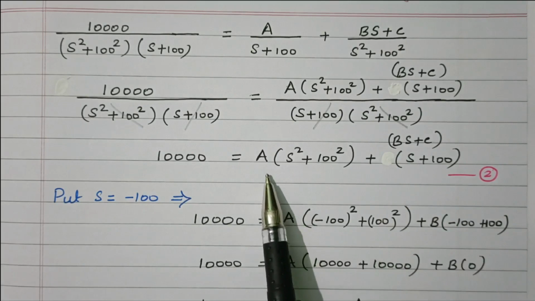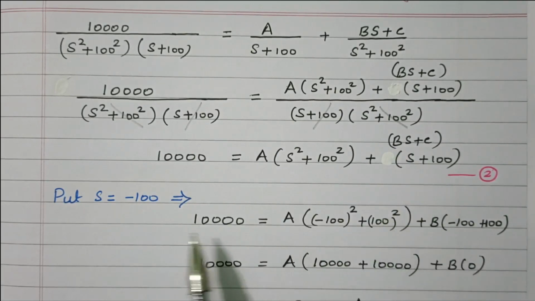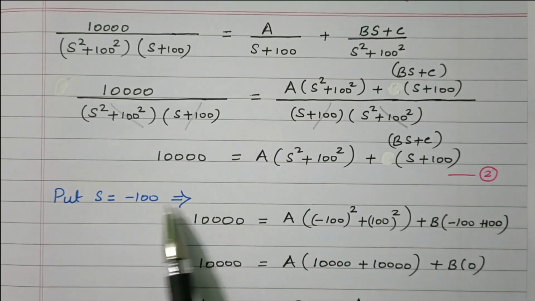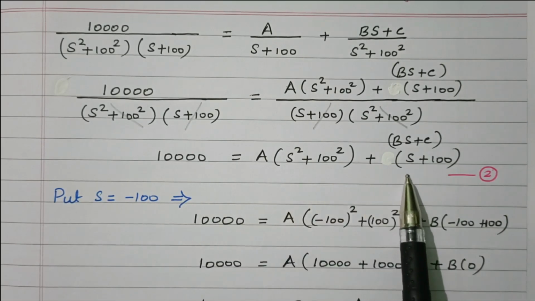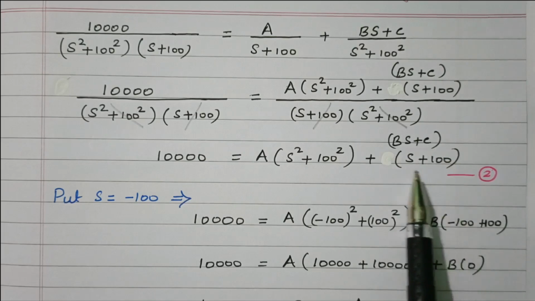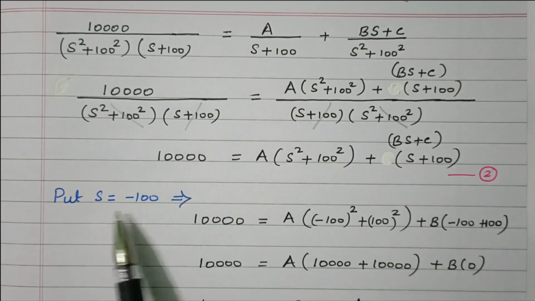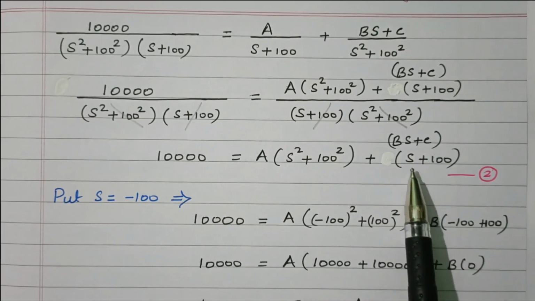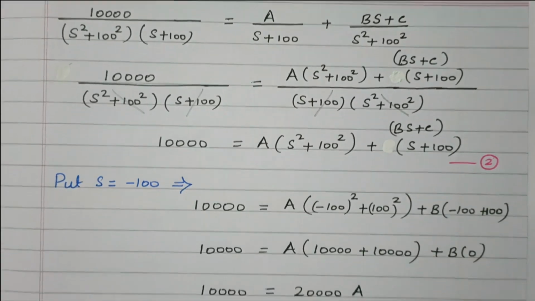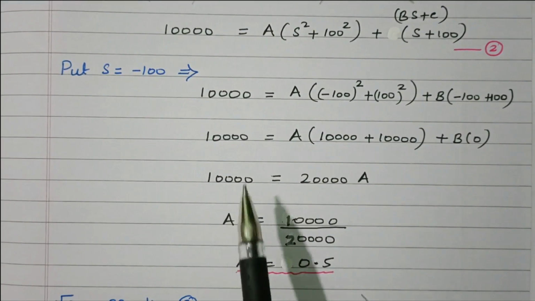The next aim is to find the values of A, B and C. So we need to substitute an s value such that one term gets cancelled, so that we are able to find the remaining terms. If you put s equal to minus 100, what happens? This term becomes 0. So we need to decide the s value such that it equates to 0. If you put s equal to minus 100, this term is 0.